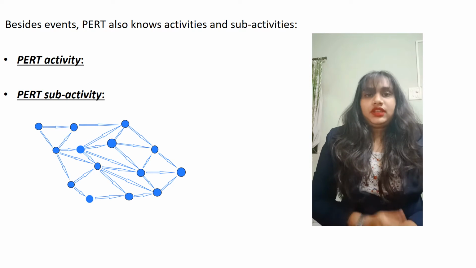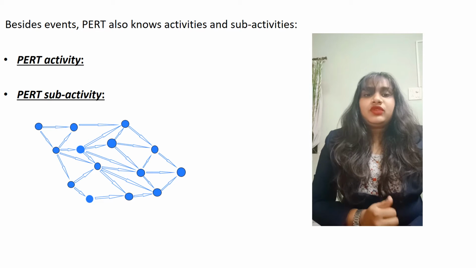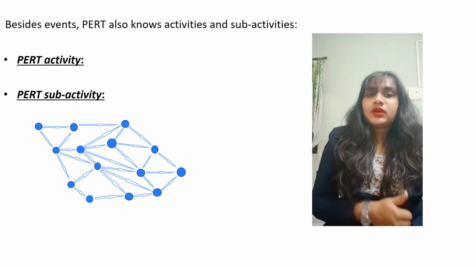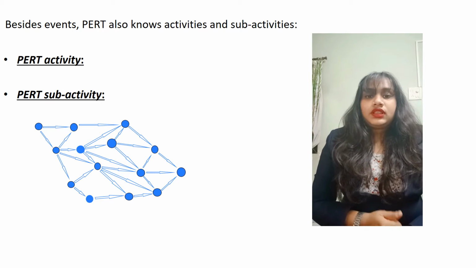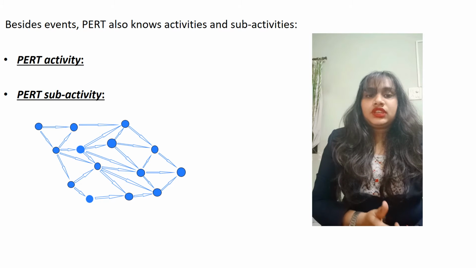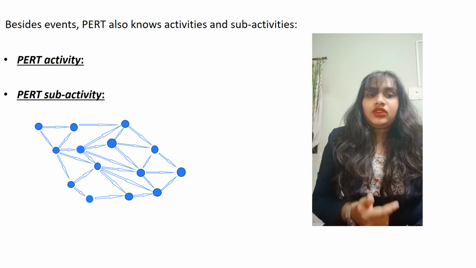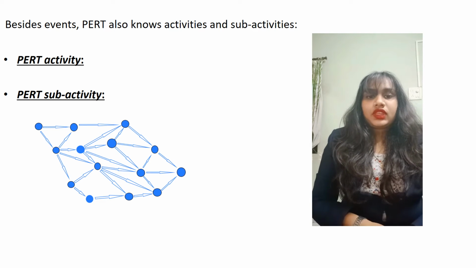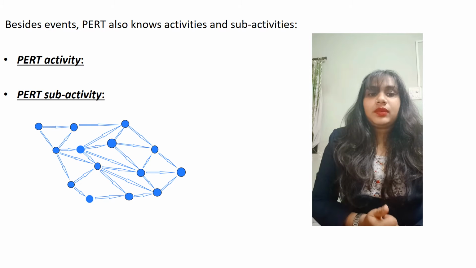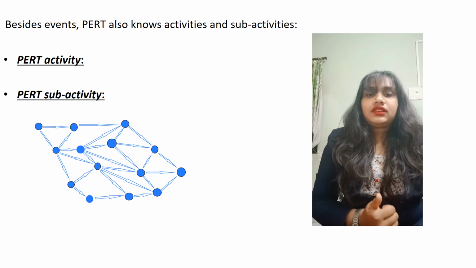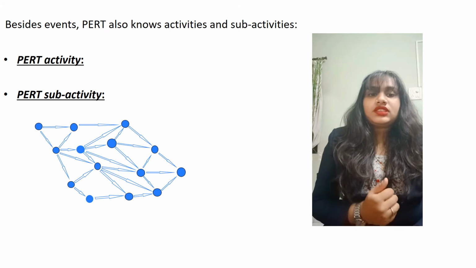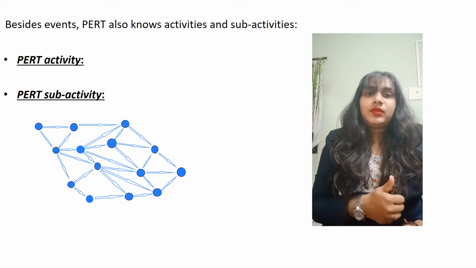PERT sub-activity. A PERT activity can be further decomposed into a set of sub-activities. For example, activity A1 can be decomposed into A1.1, A1.2 and A1.3. Sub-activities have all the properties of activities. In particular, a sub-activity has a predecessor or successor event just like an activity. A sub-activity can be decomposed again into finer-grained sub-activities.